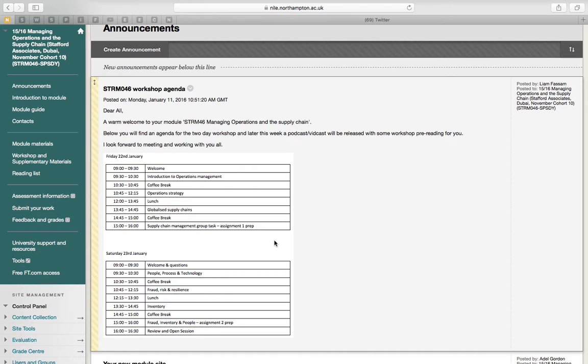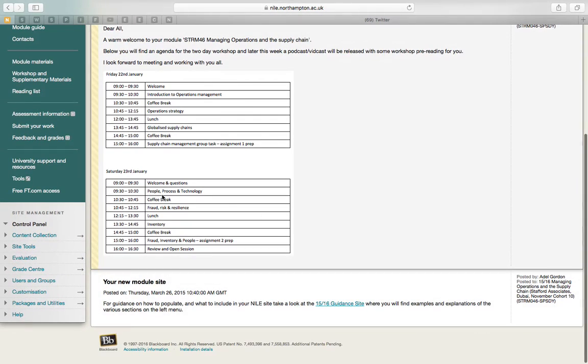On the 23rd, pretty much more of the same in the morning. We'll follow the same format. Half an hour, sort of welcome back and questions. You would have had the whole evening to digest assignment 1, so no doubt there'll be something there for all of us to discuss. And then again, we've got 3 sections during the day on people, process, technology, fraud, risk and resilience, and inventory.